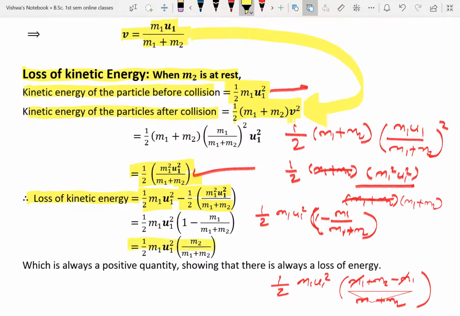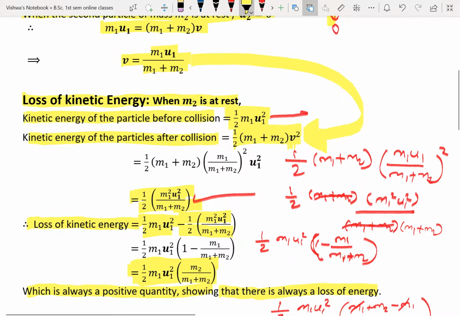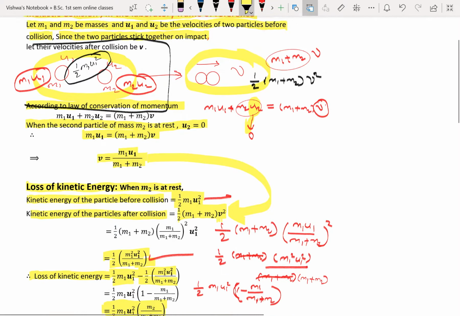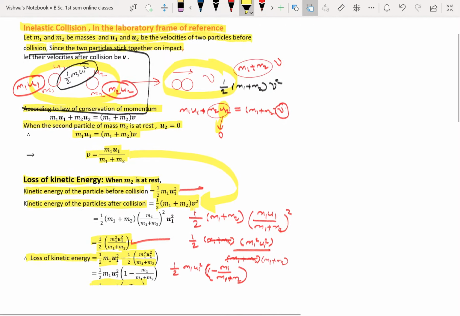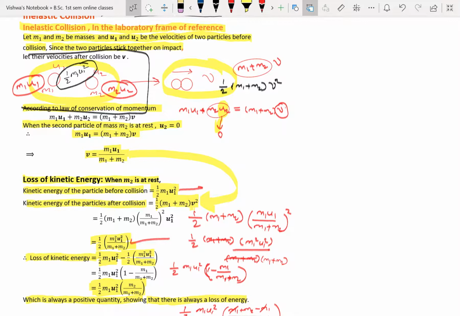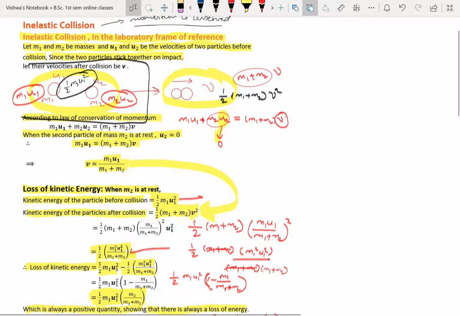Here it is. So this is a positive sign. That positive sign always shows there is a loss of kinetic energy. So this is the case of inelastic collision in the laboratory frame of reference, its velocity after the collision as well as the amount of change of kinetic energy during the collision. Then one more case is there for inelastic collision, that is in the center of mass frame of reference. Let's see that one.